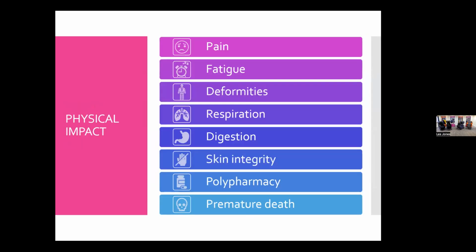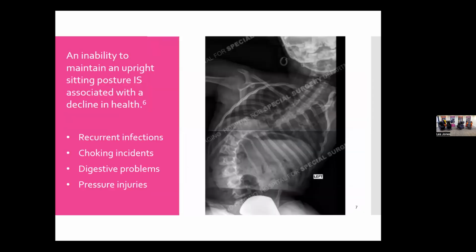Some of the physical impacts that we might see, if we're working with an older person who doesn't have that effective postural care in place, include pain, fatigue, and deformities such as contractures, respiratory problems, recurrent infections, digestive issues, constipation, choking hazards with safe eating and drinking, and increased risk of pressure injuries. Those comorbidities might lead to polypharmacy and sadly even premature death.